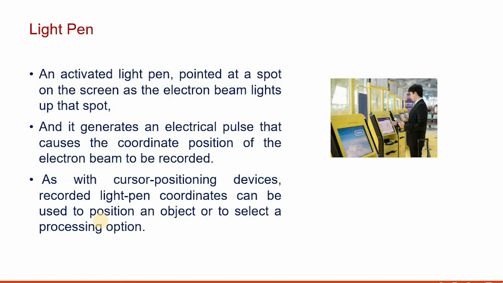The light pen is activated when pointed at a spot on the screen as the electron beam lights up that spot. Only when the electron beam lights on the particular spot is the screen illuminated. So the object is created when the electron beam acts on the particular spot. It generates an electrical pulse that causes the coordinate position of the electron beam to be recorded.